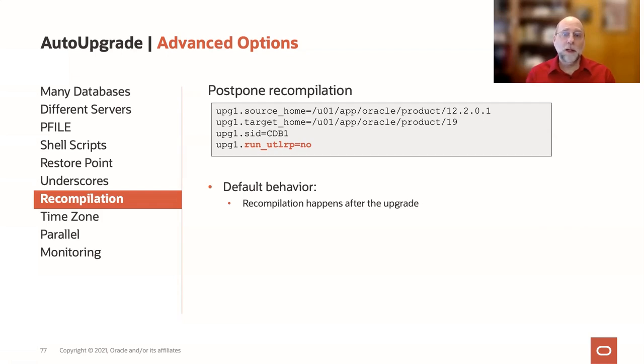Believe me, you want to make sure that all of your invalid objects are recompiled as soon as possible after the upgrade. But in those cases where the minutes or sometimes tens of minutes to run UTLRP are really something that you don't want as part of the upgrade downtime, then you can defer that and run it yourself later.